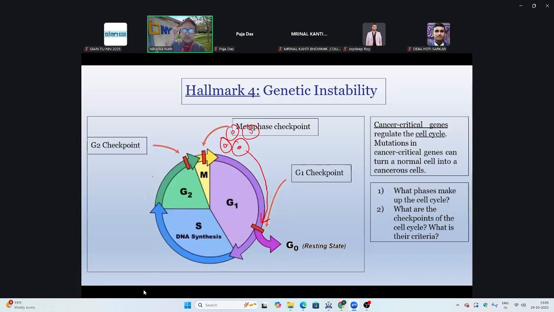Yeah. So this is the cell cycle. This cell cycle is the most critical thing for us. I live and breathe the cell cycle every day in my research. The cell cycle is made up of phases: the G1 phase, the S phase, the G2 phase, and the M phase. These are the four phases of the cell cycle. And this is like a clock.